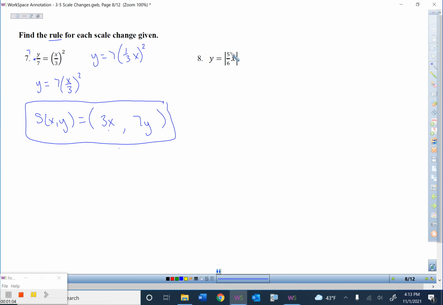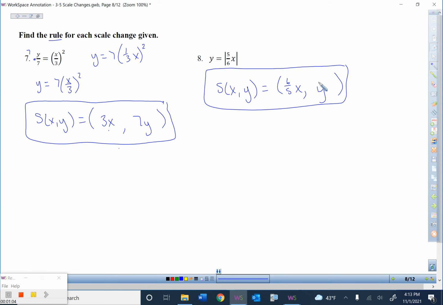This one, we've got an absolute value, so that's a new parent function, but the rule does not change. We're going to start s of x, y equals something with x, comma, something with y. So here, because this 5/6 is inside with x, we're just going to flip that and call it 6/5 with x. But there's no numbers left, meaning that y got to stay y, and there's nothing in front of it. Okay, so there may not be a rule happening. Just leave it the letter x or y when that is the case.